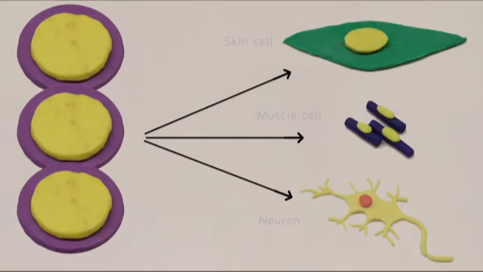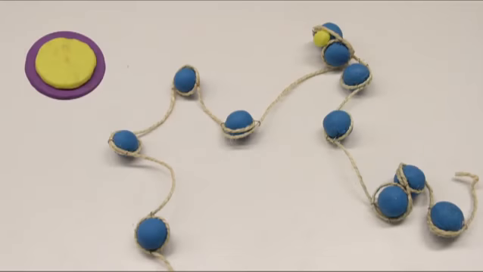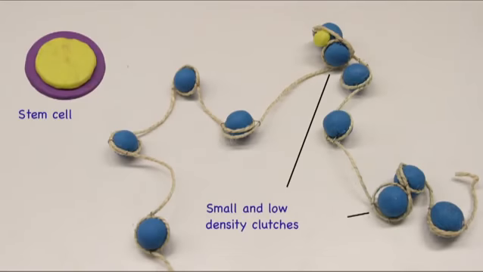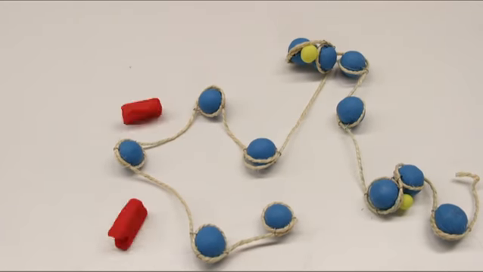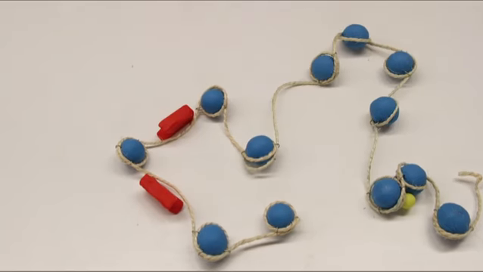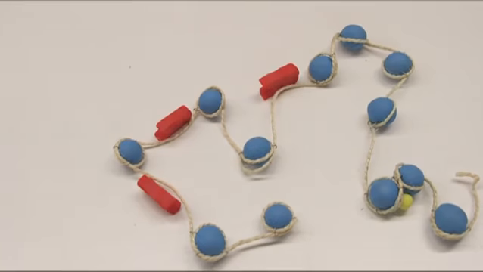Stem cells are undifferentiated cells that are able to self-renew indefinitely, with the potential to differentiate into all the cell types of the body. We found that chromatin fiber in embryonic stem cells is mainly formed by small and low-density clutches. Their genetic code in this way is easily accessible to many transcription factors and to RNA polymerase II.